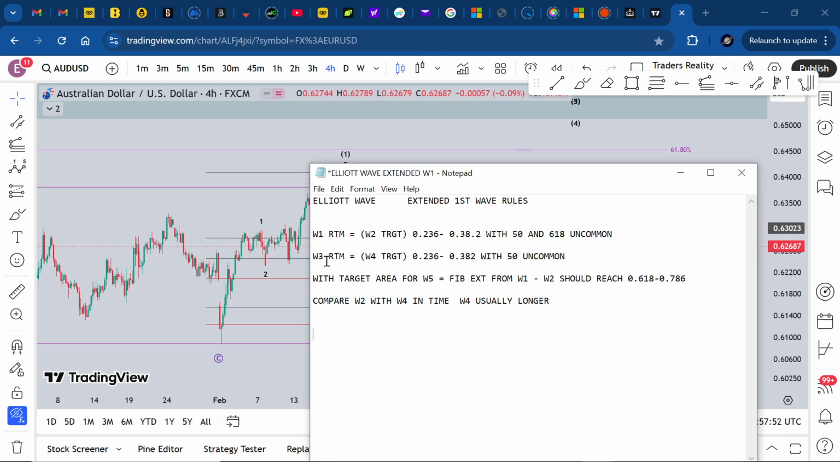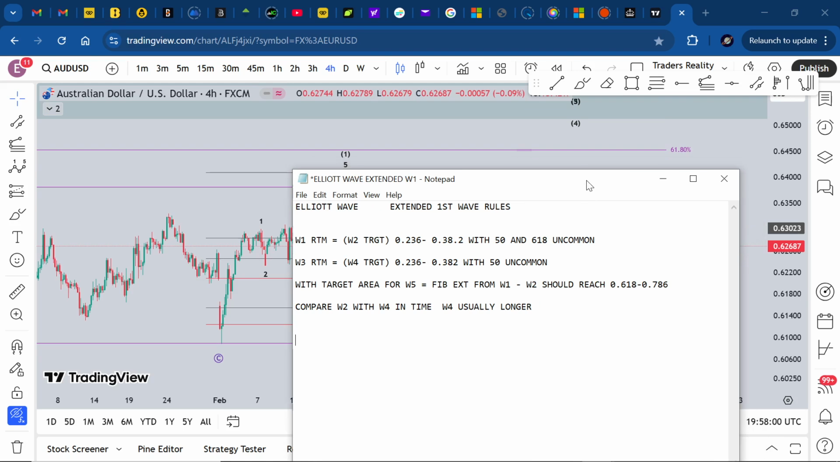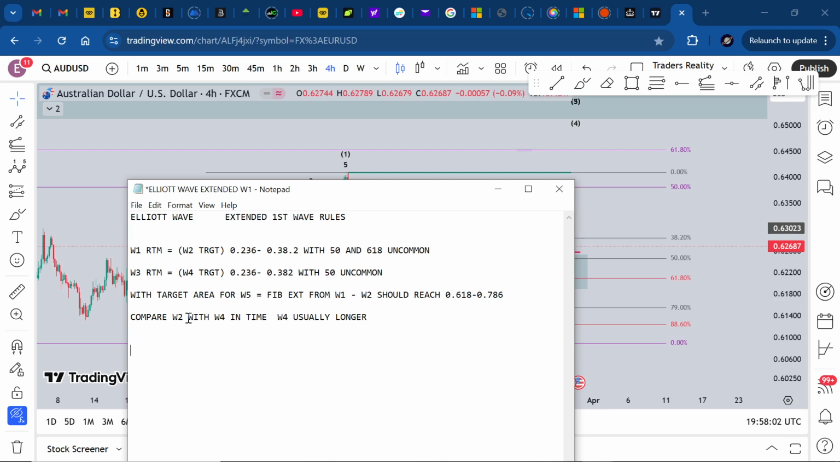Wave 4, sorry, would be similar. Okay, we can see there 50% is uncommon. Same with wave 2 target. And then after that, all it is that as a target area for wave 5 there.